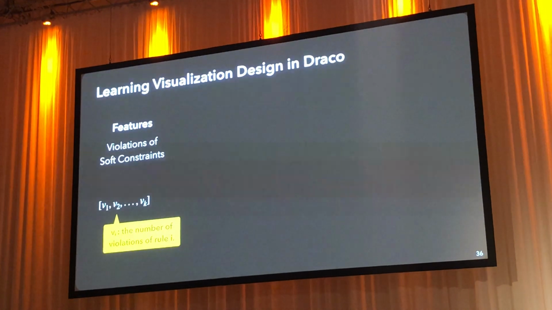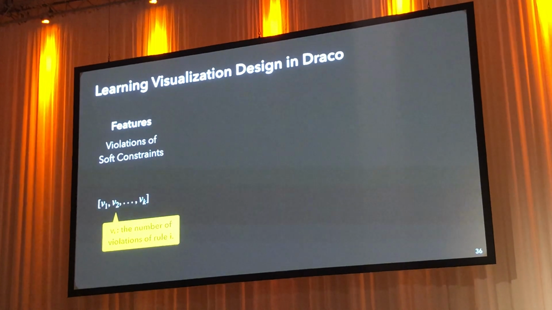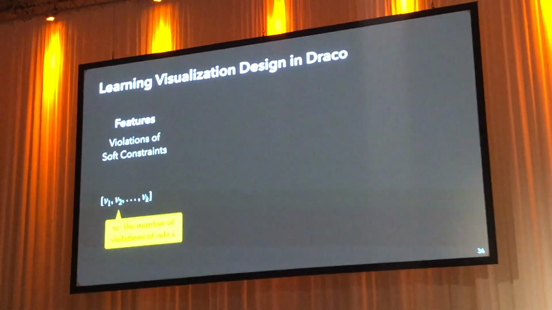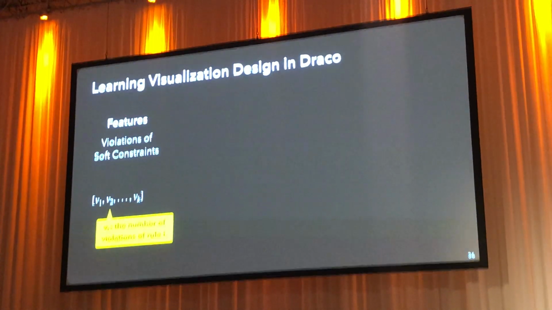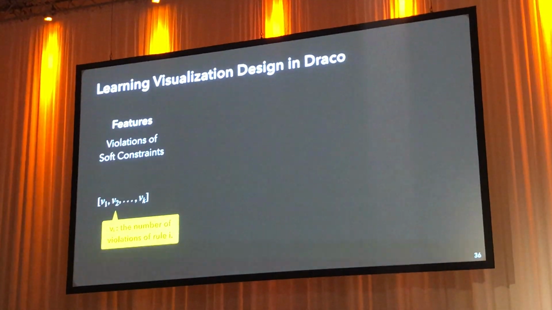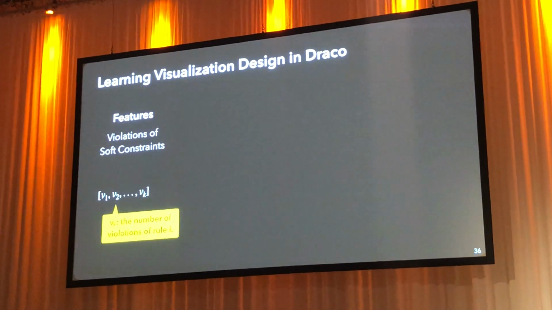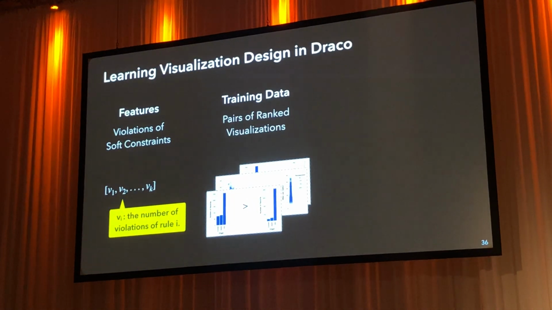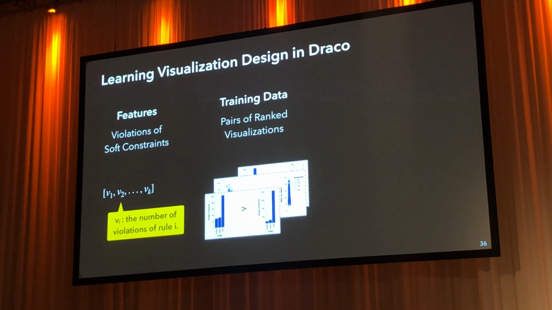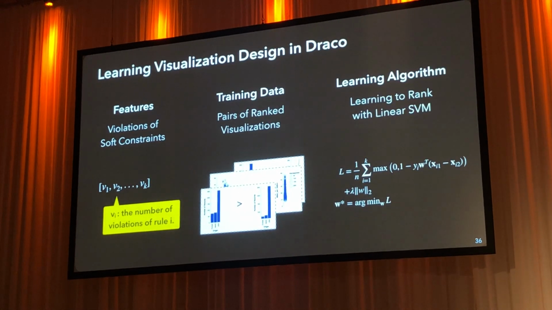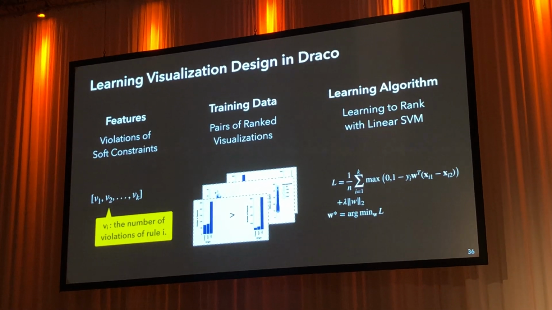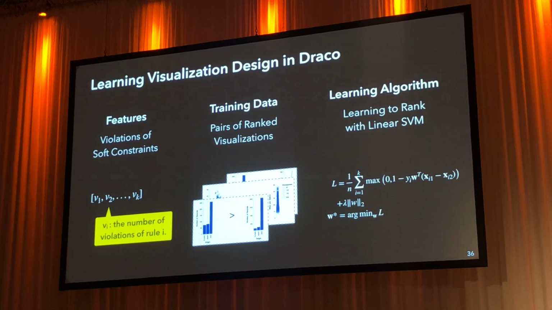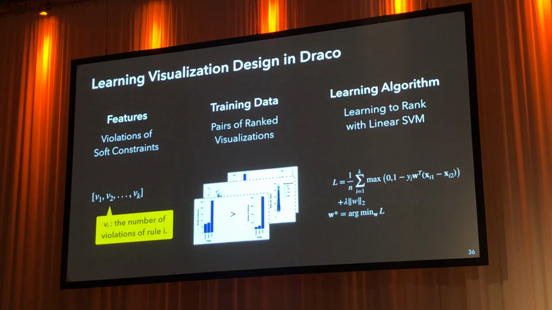Well, for machine learning, you need 3 things. First thing is features. What is the space that you work over? And what we use are the violations of soft constraints. Then, training data, we used pairs of ranked visualizations. And then a learning algorithm where we just use a simple linear support vector machine. You can see the formula there if you're familiar with it.